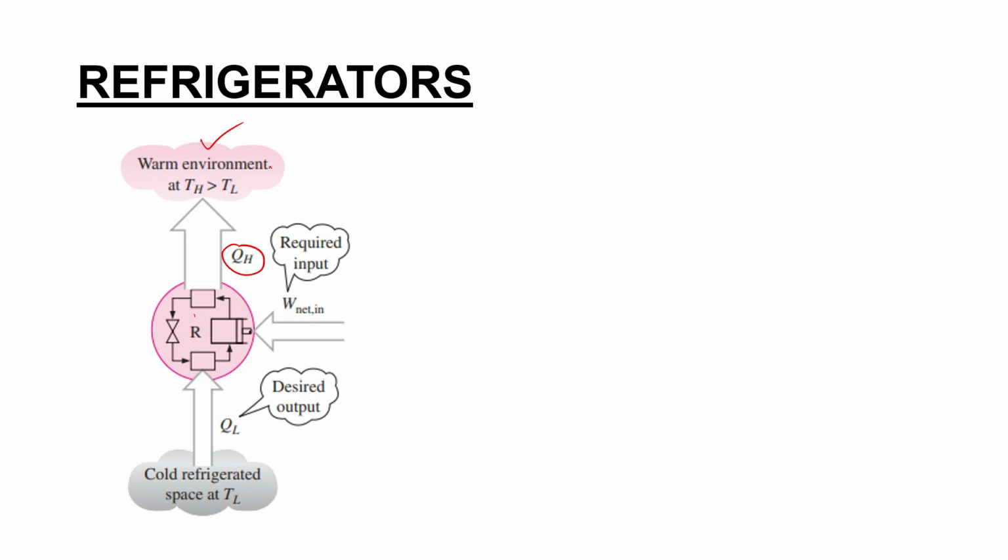Consider your refrigerator. It will absorb heat from inside the refrigerator, and this transfers heat to the outside environment, that is QH. This is done with the help of work, by supplying work from outside. You can see the compressor; we are supplying the work to the compressor. Without the compressor, the refrigerator will not work. So a refrigerator takes in heat QL and rejects QH to the warm environment by taking in work W net in.